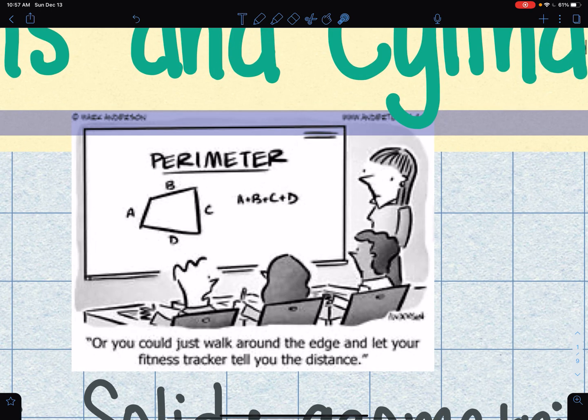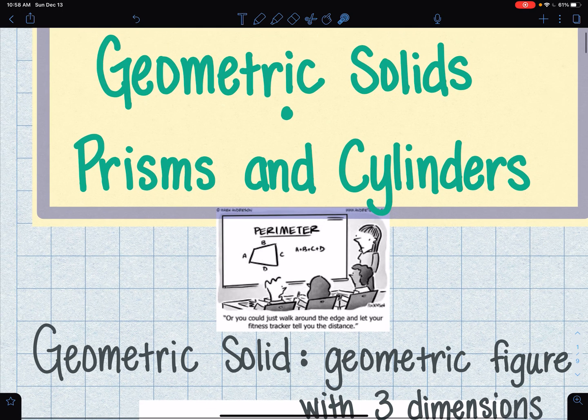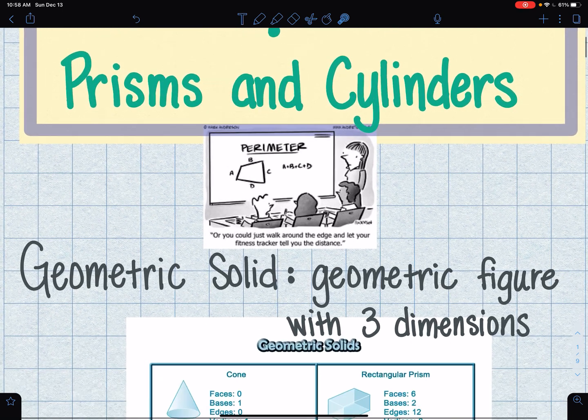Here, these kids are learning about perimeter, and their teacher is obviously teaching them to add the length of A, B, C, and D there. And one of the kids is saying, or you could just walk around the edge and let your fitness tracker tell you the distance. Yeah, that would actually work too. When you can do that, sometimes you can't do that. So there you go. All right, so let's jump into geometric solids, okay?